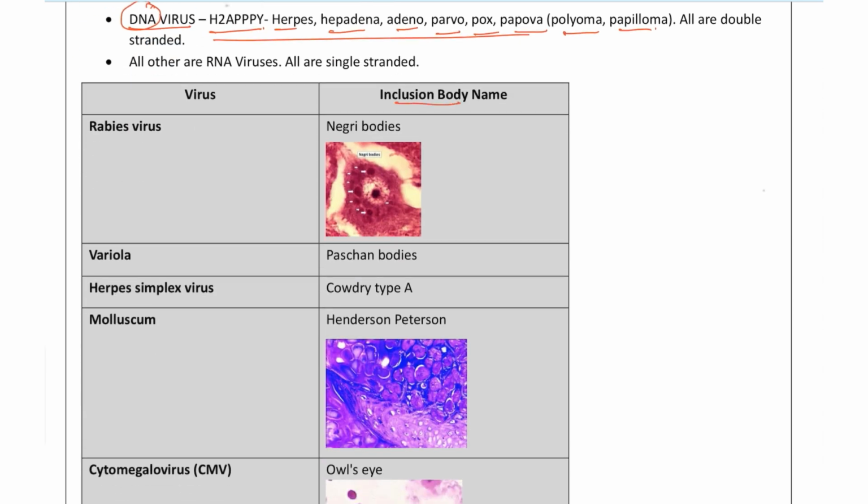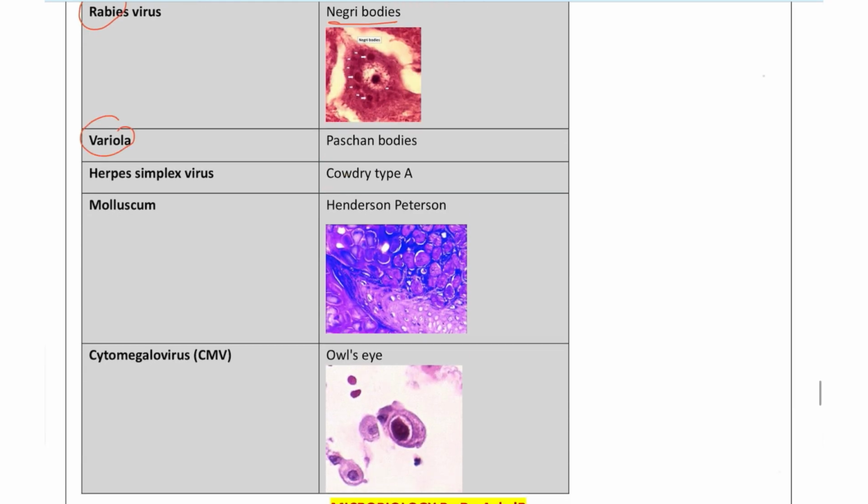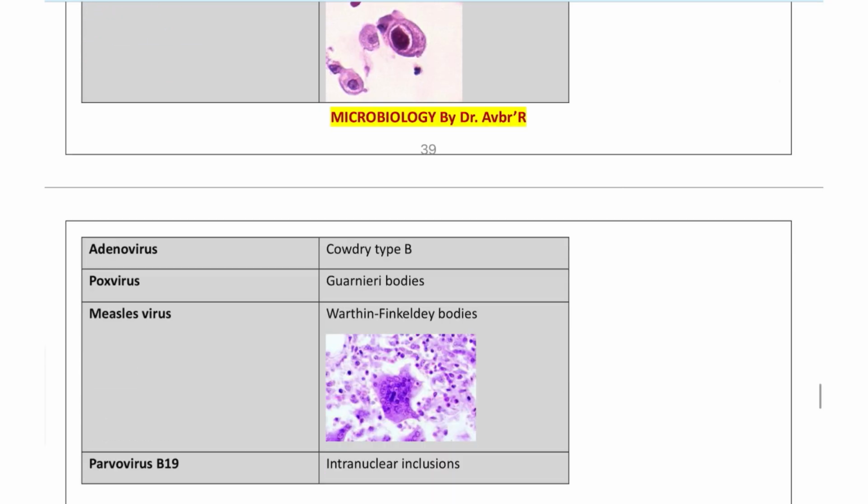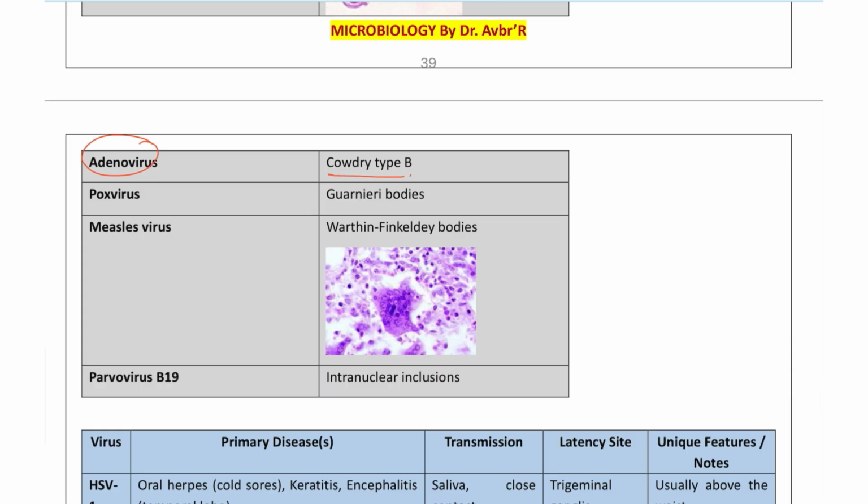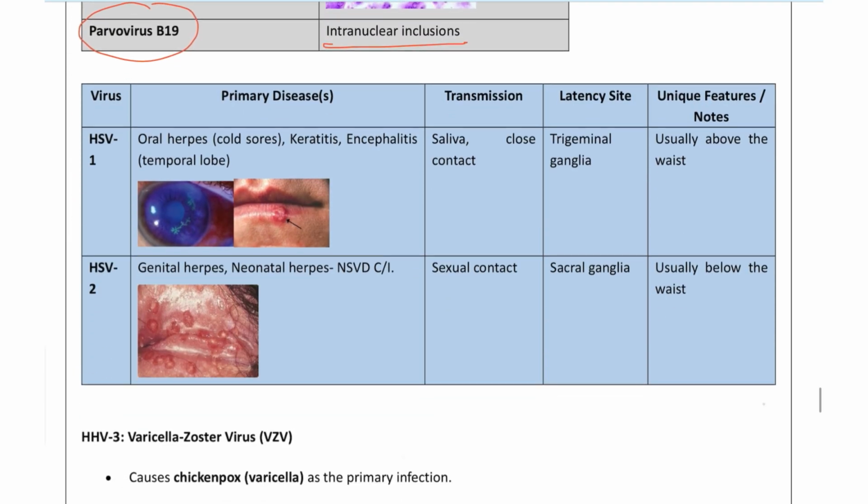And inclusion bodies, what are the commonly seen? Rabies is going to show the Negri bodies. Variola is going to show the Paschen bodies. Herpes is going to show the Cowdry type A. Molluscum shows Henderson-Paterson bodies. Cytomegalovirus, owl's eye appearance. Adenovirus shows the Cowdry type B. Pox virus, Guarnieri bodies. Measles virus, Warthin-Finkeldey bodies that you are going to see. Parvovirus B19, intranuclear inclusions.